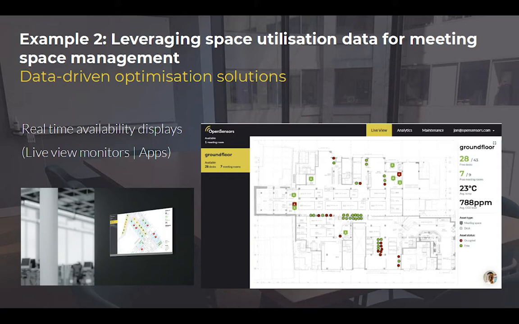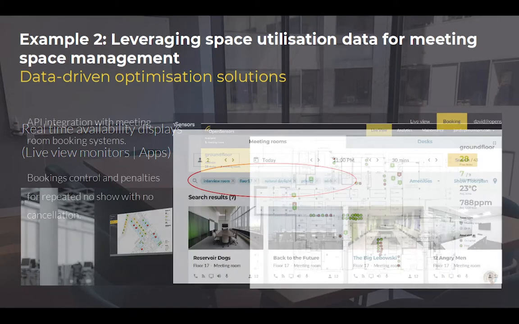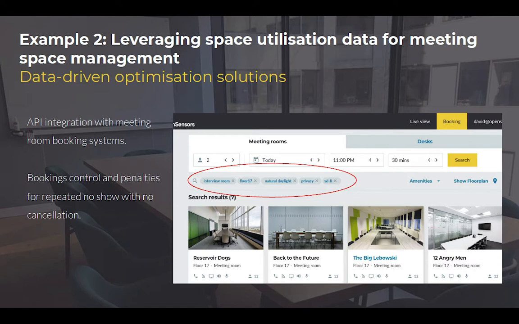Real-time meeting room availability displays can just be put near the reception or by the elevator, so employees can more easily navigate the space and have their meetings where they need it and when they need it. Also, utilization analytics platforms should integrate easily with external APIs, such as booking apps. And here you can see a search function, which is circled in red.